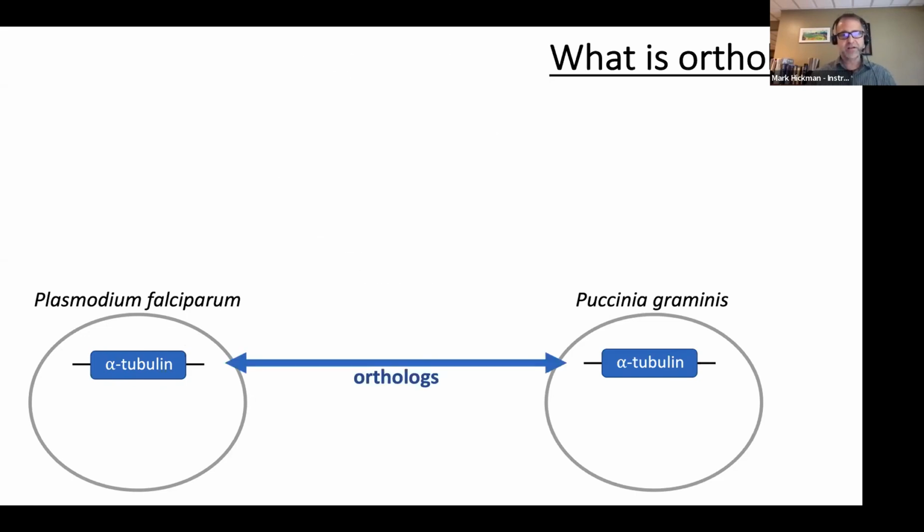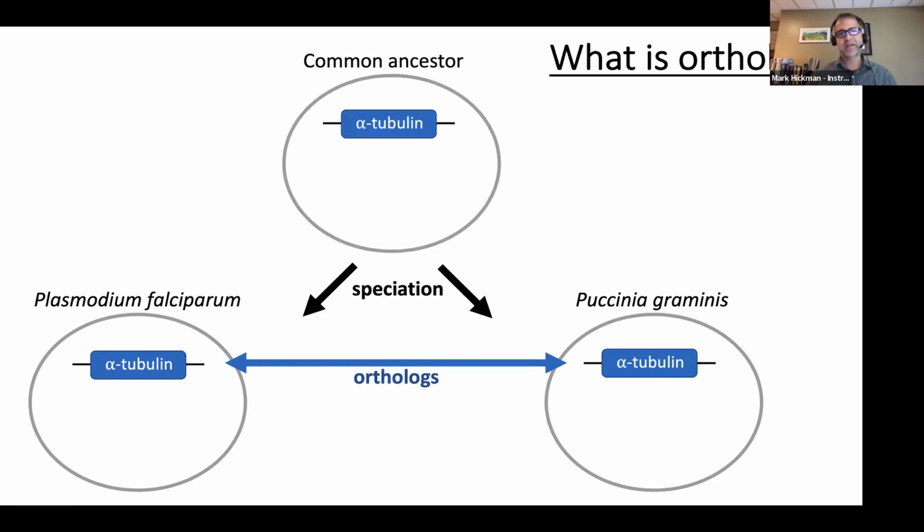Those are considered orthologs. They actually share function, and that's a really important definition of orthologs, that they have basically the same function in different species. How do they derive? This is one common mechanism of how genes evolve to be in multiple species. During speciation, a common ancestor will contain this gene, alpha tubulin, and then pass it to the two progeny species. So that's how orthologs arise. They arise from speciation events.